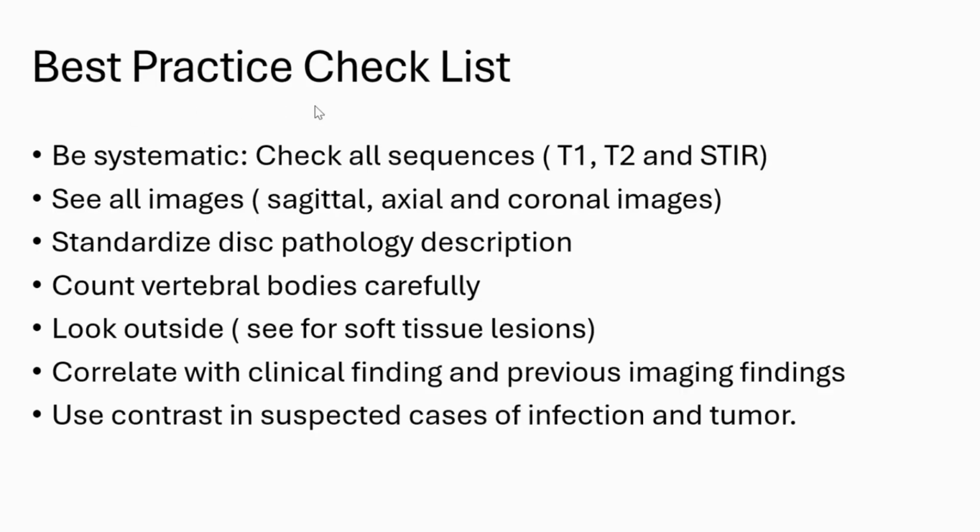Now the best practice checklist is: be systematic, that is check all sequences, T1, T2 and fat-suppressed, see all images, that is sagittal, axial and coronal images, standardize disc pathology description, count vertebral bodies carefully, look outside, see for the soft tissue lesions, correlate with clinical findings and previous imaging findings, and use contrast in suspected cases of infection and tumor.